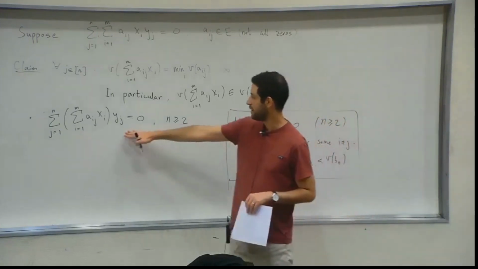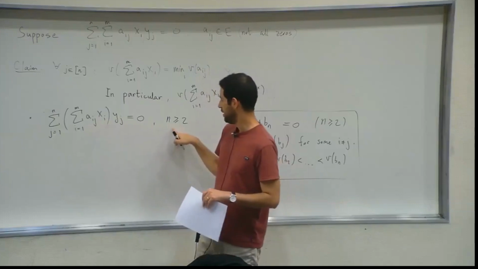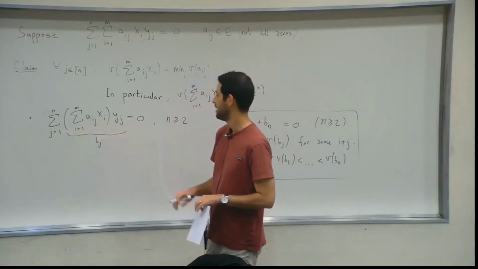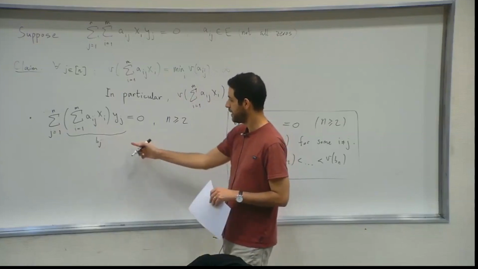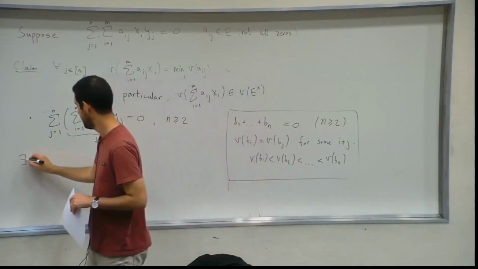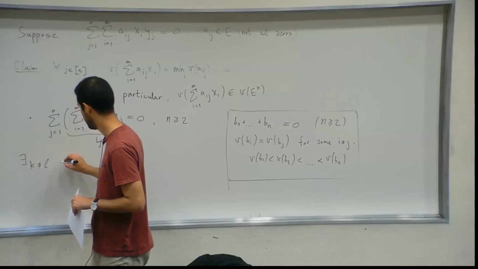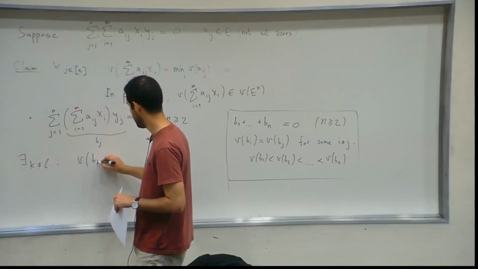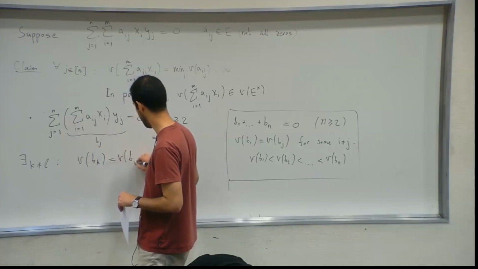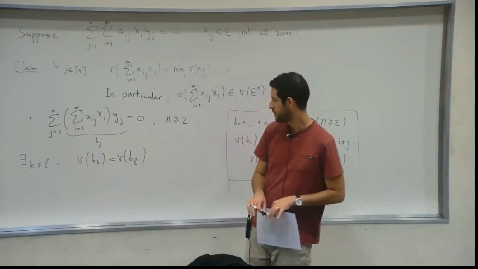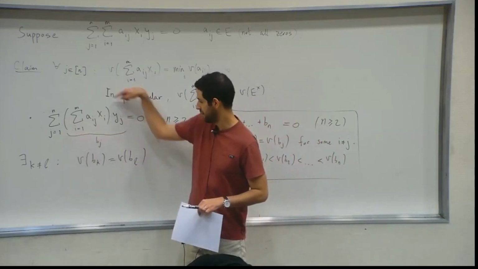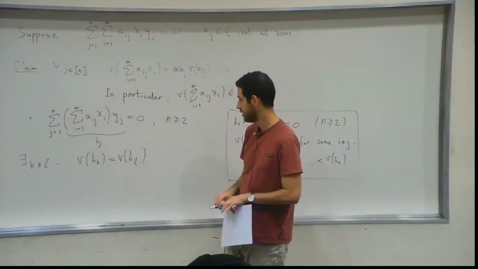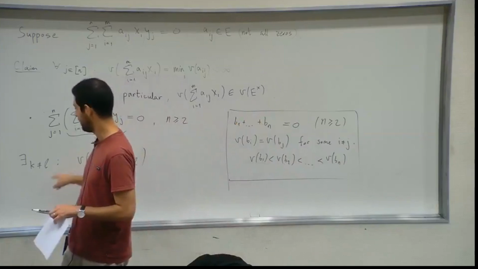So let's apply it to this case. We have these BIs, BJs, and then we can find a K and L such that the value of BK is the value of BL. So yeah, BK is this. Okay.